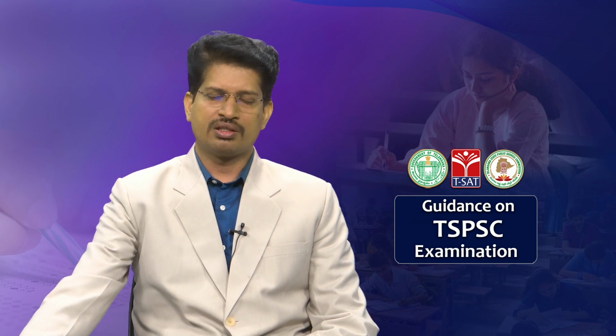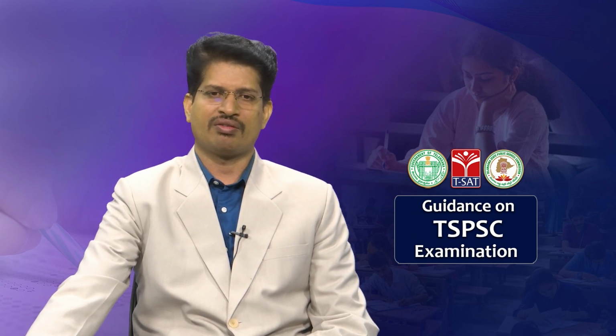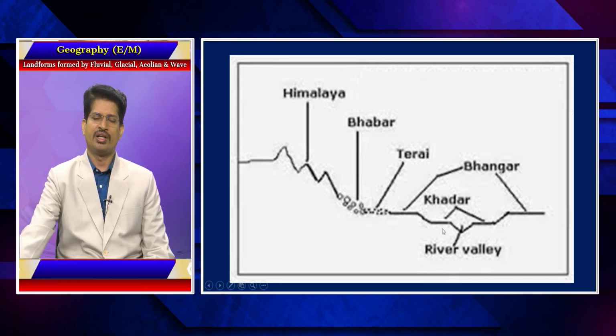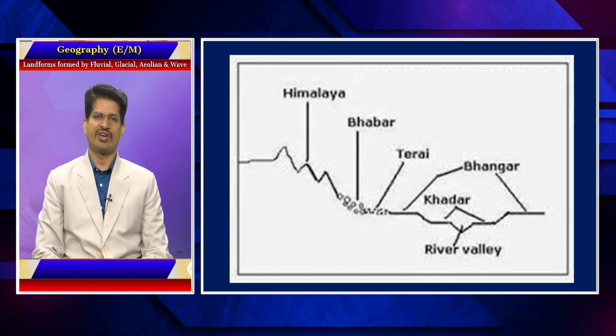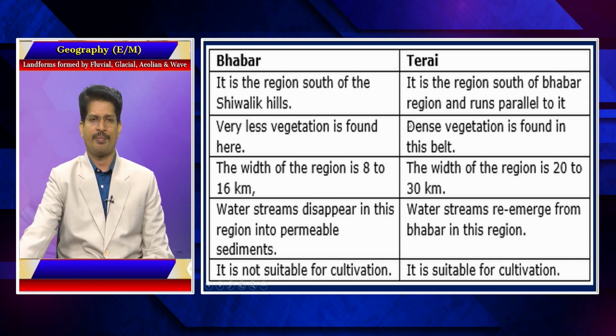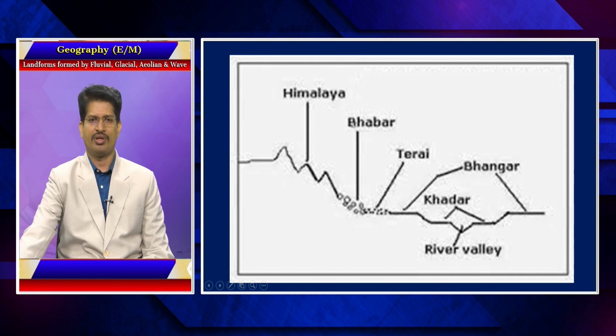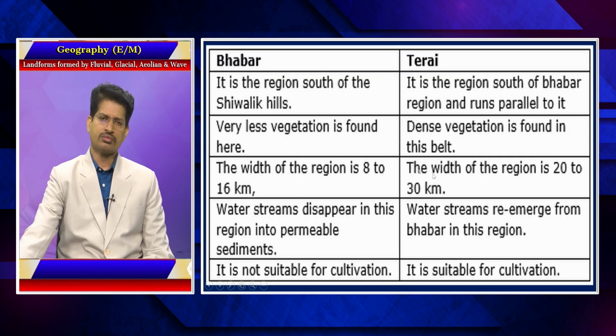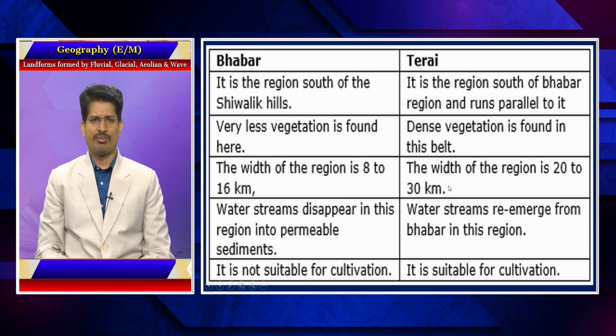So when the deposited alluvium is near the river valley, it is known as Khadar. When the deposited alluvium is older and farther, it is known as Bhangar. Bhangar is relatively considered more fertile for cultivation. So this is how Bhabar and Terai are being differentiated. Any question can be asked regarding Bhabar and Terai, as I have discussed with you.